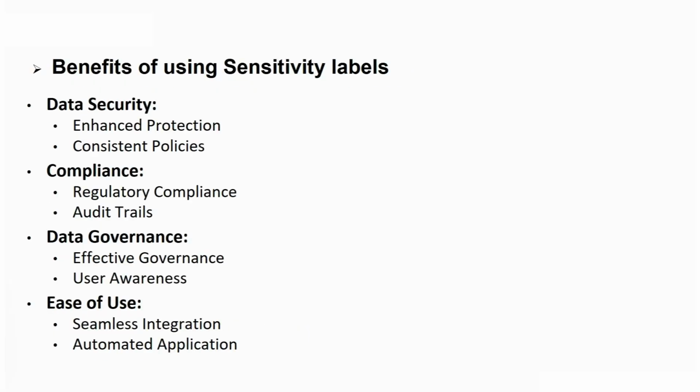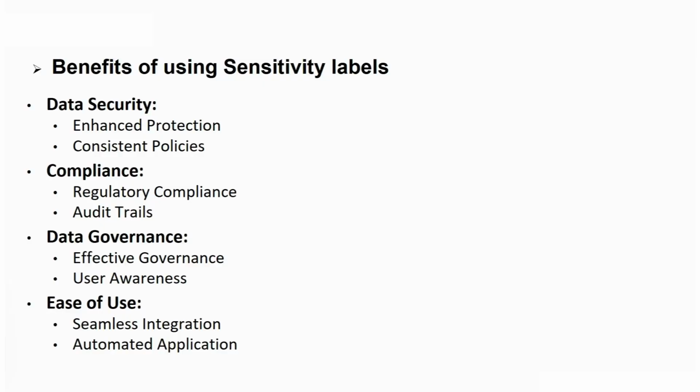Then moving on to the benefits of using these labels. The first one is data security, in which we can protect sensitive data from unauthorized access and ensure compliance with data protection regulations. The next one is consistent policies, in which we can apply consistent protection policies across all Power BI assets and other Microsoft applications.